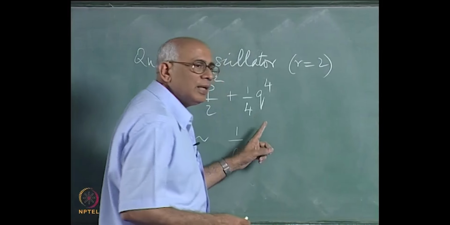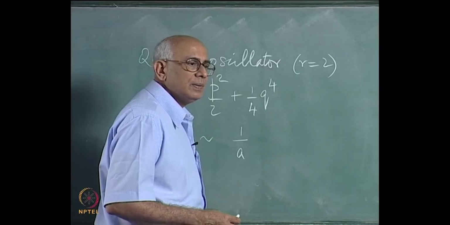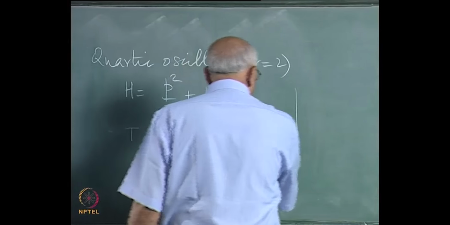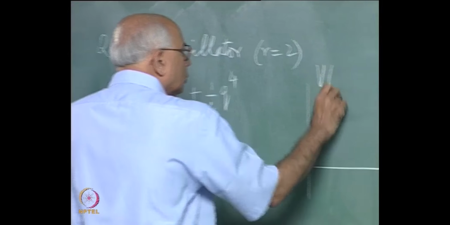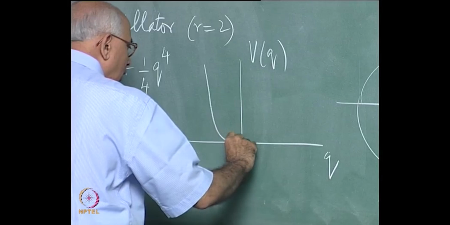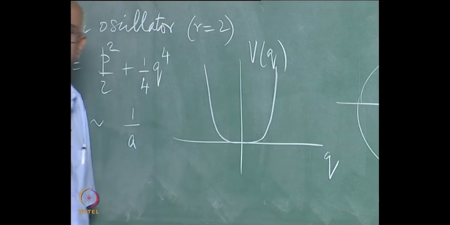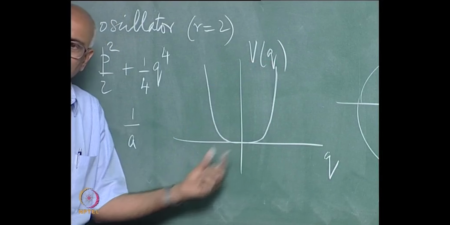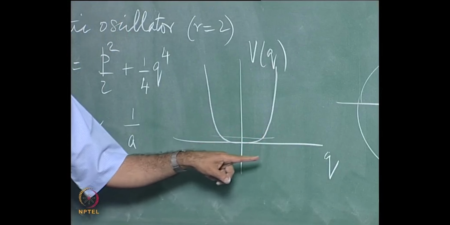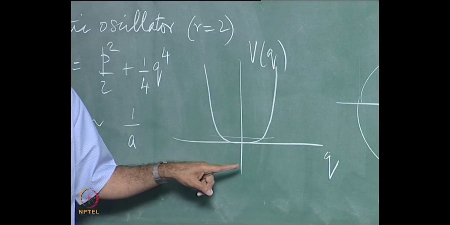What is the shape of this potential energy? It is very flat at the origin, absolutely right. So if I plot V of q versus q, this potential has a third order minimum here, it is extremely flat. So as you come smaller and smaller, as the total energy decreases, the restoring force becomes smaller and smaller because it is extremely flat here.